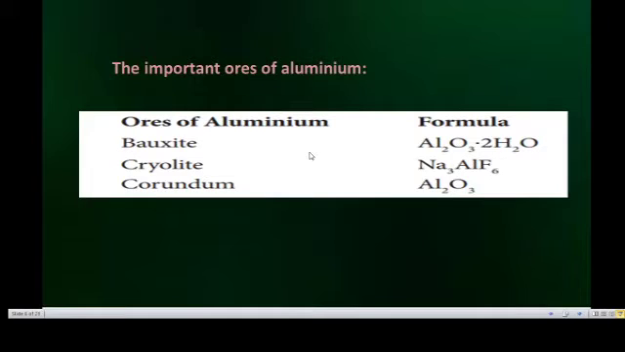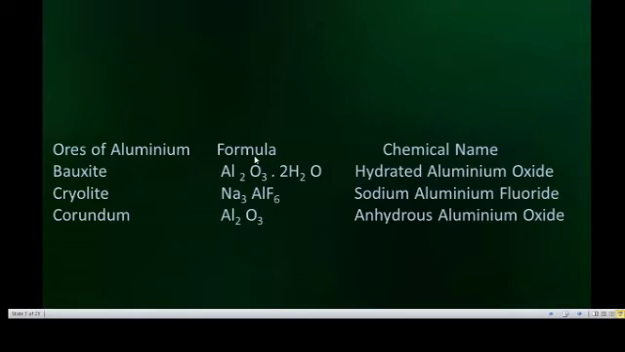The formula of bauxite is Al2O3.2H2O. The formula of cryolite is Na3AlF6. The formula of corundum is Al2O3. Bauxite, cryolite, and corundum are the three ores of aluminium. The chemical name of bauxite is hydrated aluminium oxide.